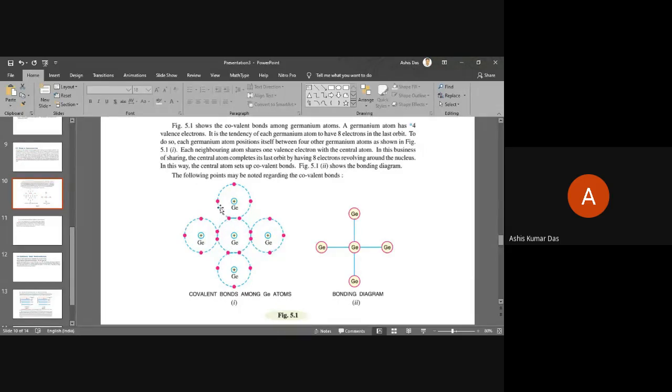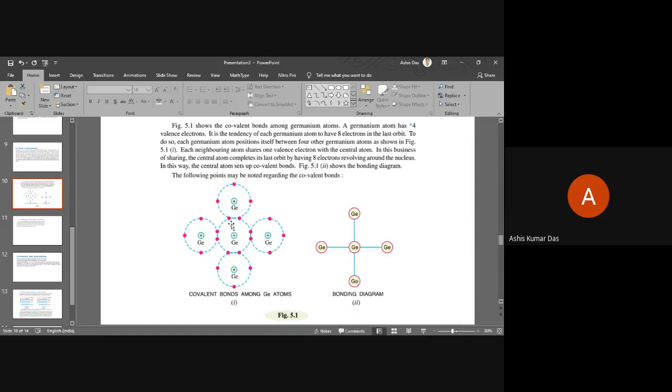These electrons may be the electron of this atom. This is a germanium atom, this is the 4th atom, and its electron has been shared by this central atom. This atom has maybe the electrons of this neighboring atom, and it has been shared by this germanium atom. And in this case, it may be another atom, an electron of this neighboring atom, and it has been shared by the central atom. And in this case also we are getting the same phenomenon.